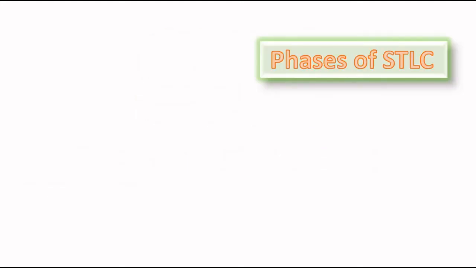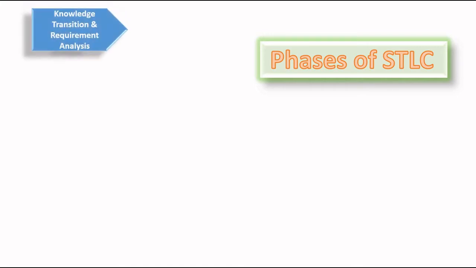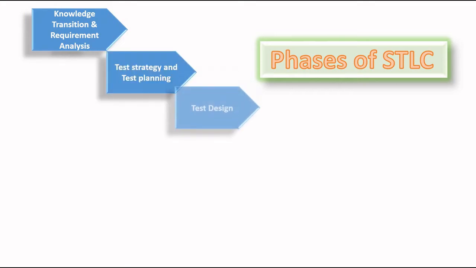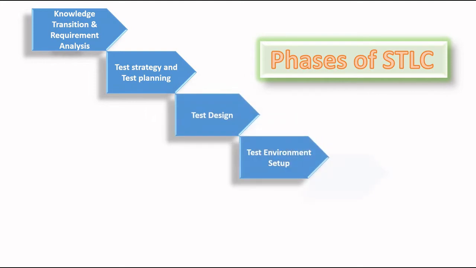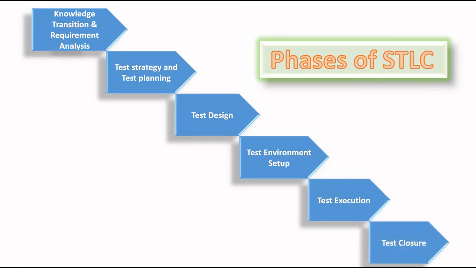So in this slide, we will discuss more on the phases of STLC. The first is the knowledge transition and requirement phase. The second is the test strategy and test planning. Third is the test design. Fourth is the test environment setup. Fifth, test execution. And finally, we have the test closure. In the next slide, we will discuss these phases of STLC.